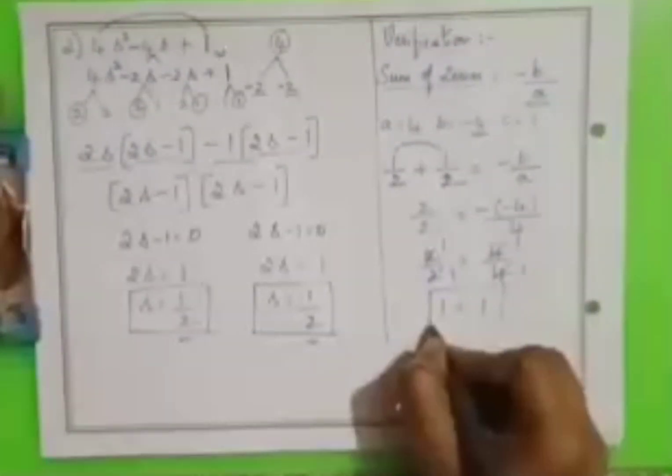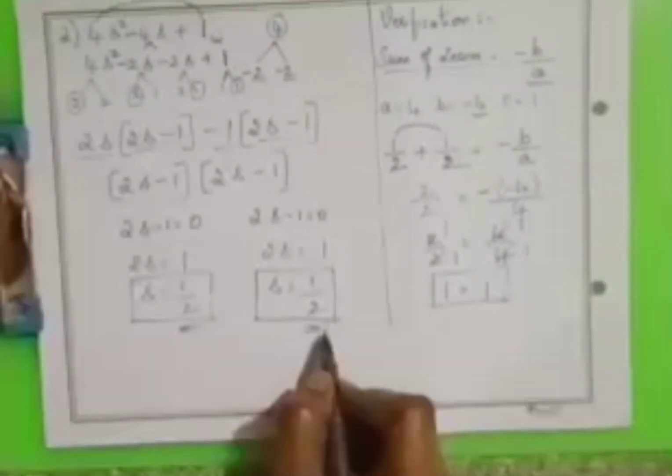So this verifies that the given zeros, whatever we have found out, are correct.